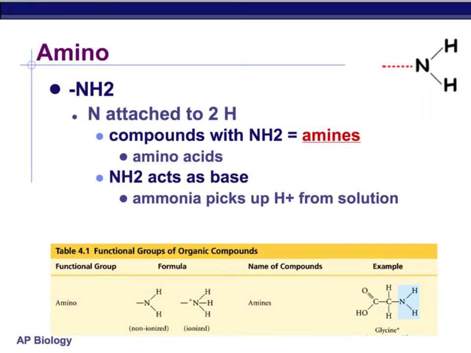Okay, now we're on our amino groups. So this one's pretty special to just this category. Your amino is going to be characterized by a nitrogen single bonded to two individual hydrogens, and compounds with this arrangement are called amines. Specifically, we're talking about amino acids, so these guys are found in proteins. The amino group tends to act as a base, and they have the ability to pick up hydrogens from solutions. So that NH2 is technically ammonia. It's the base root for ammonia, and those have the ability to pick up hydrogens from solution.